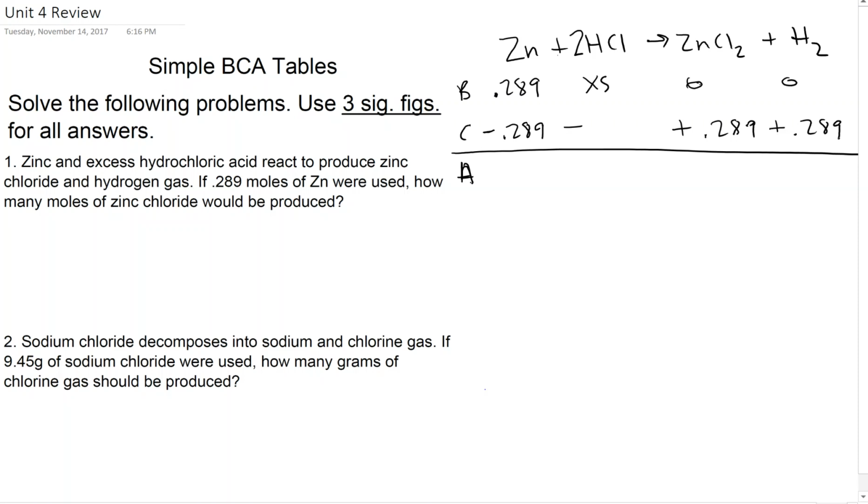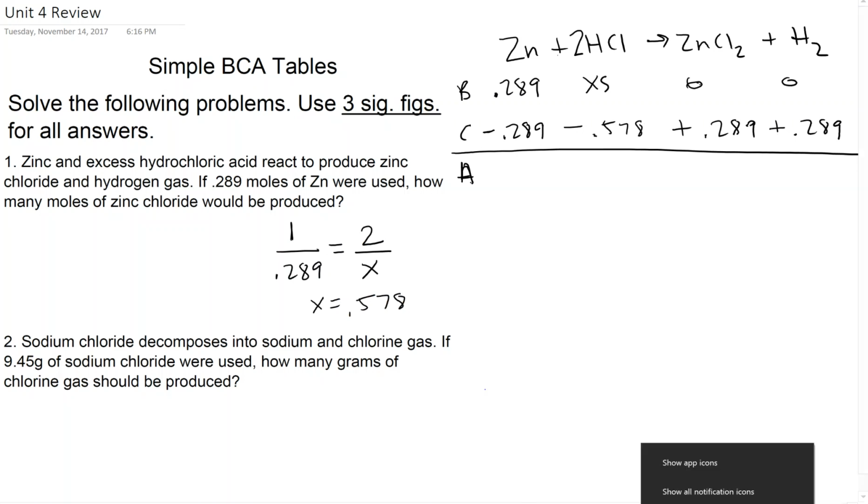Because HCl has a different coefficient, we need to figure out what number goes in the change row by cross multiplying. So we'll take zinc's coefficient of 1, put it over the number we know, 0.289, and set that equal to the coefficient of HCl, 2 over x. When you solve for x, you get 0.578, and that is the number that then goes into our BCA table.